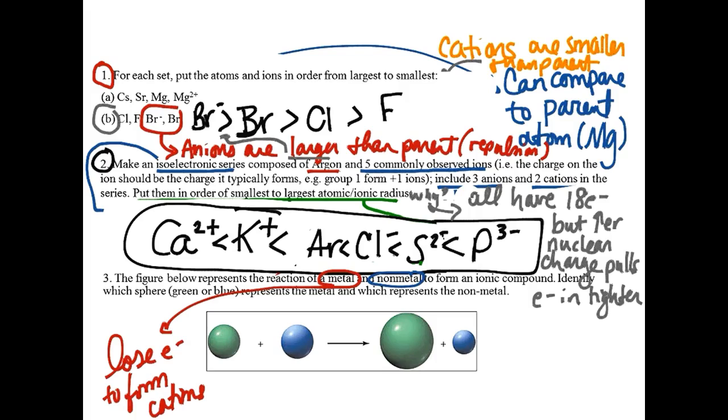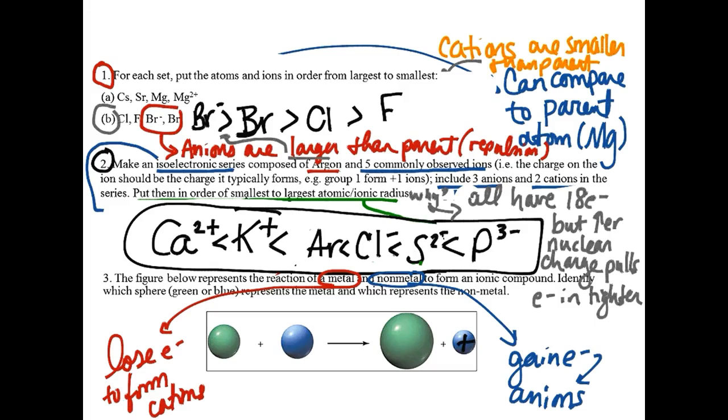Now number 3, the figure below represents the reaction of a metal and a nonmetal to form an ionic compound. Identify which sphere, green or blue, represents the metal and which represents the nonmetal. So remember that metals lose electrons to form cations, and nonmetals tend to gain electrons to form anions. We have also learned that cations are always smaller than their parent atom, and anions are always larger than their parent atom.